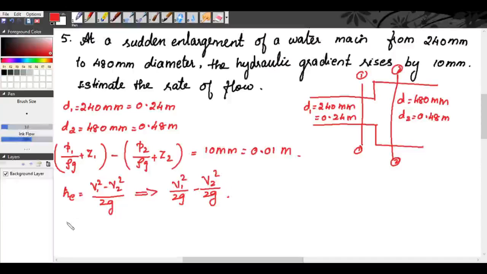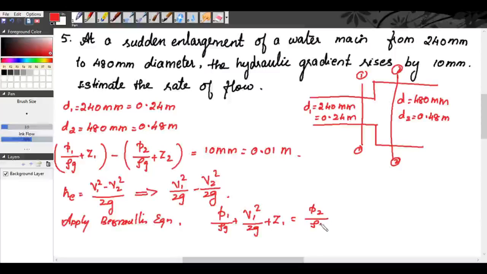Now we will apply Bernoulli's equation at section 1 and section 2. We know P1 by rho G plus V1 square by 2G plus Z1 is equal to P2 by rho G plus V2 square by 2G plus Z2 plus losses. Here the losses are due to enlargement, so it is He.